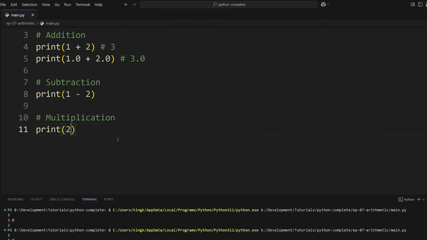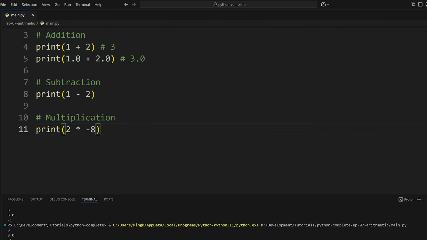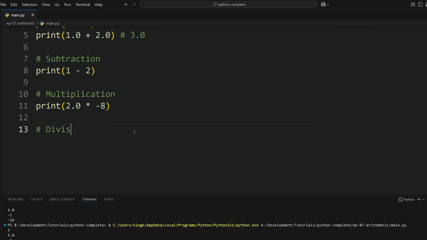Multiplication is the same exact thing. It uses the asterisk symbol. I think that's how you say it, asterisk. But it's the symbol on the 8 key, the little star. So 2 times 8, we should get 16. There we go, 16. We can do negative numbers if you want to. Negative 16, we could do floating point numbers. So 2.0 times negative 8, we get negative 16.0. Easy peasy. We can also do division.